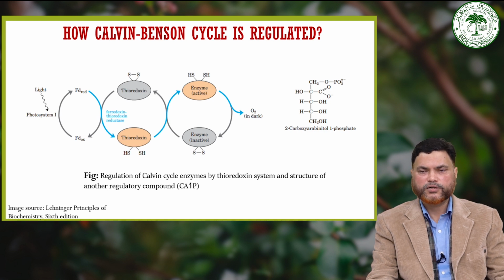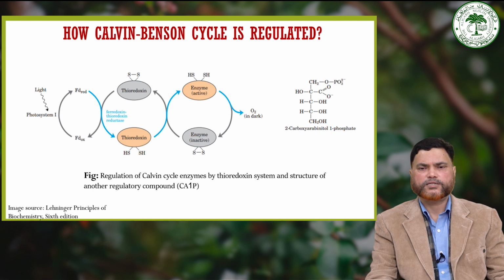Now, reduced ferredoxin in turn converts the disulfide bond of thioredoxin to its reduced state, that is the thiol-thiol state, through the action of ferredoxin-thioredoxin reductase. This reduced thioredoxin then acts on the target enzymes of the Calvin cycle and reduces their appropriate disulfide bonds, thereby activating them. So this activation process ensures that the Calvin cycle enzymes are fully functional and are able to carry out their respective reactions efficiently during photosynthesis.